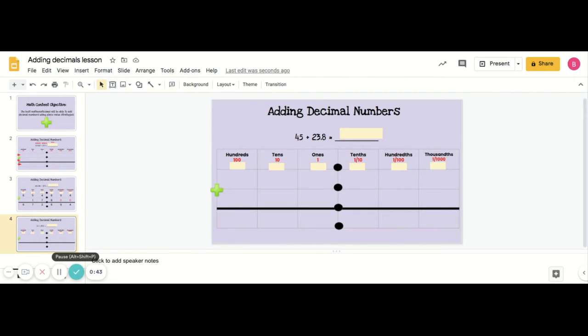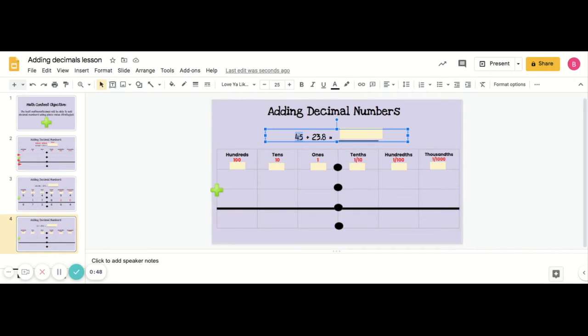Now we are going to take a look at a second example. Here you'll notice we have 45 plus 23 and 8 tenths. Step number 1 is to take our first number and correctly place it in our place value chart. You'll notice here that the number 45 is a whole number. So our 4 is going to go in our tens place, and our 5 is going to go in our ones place.